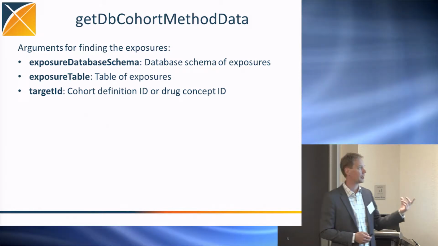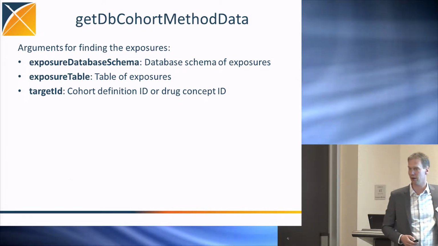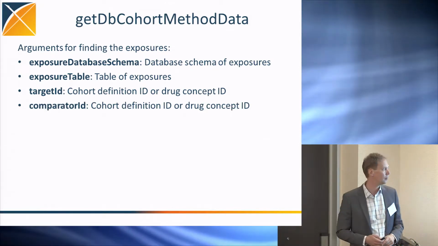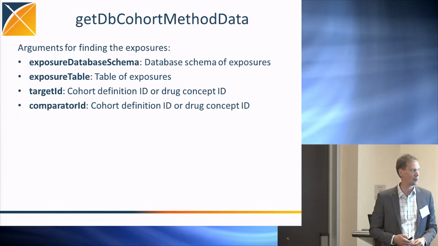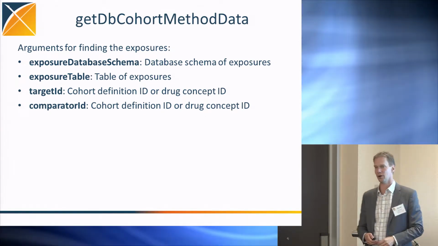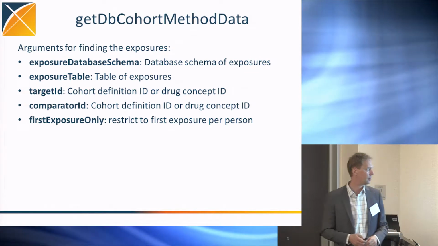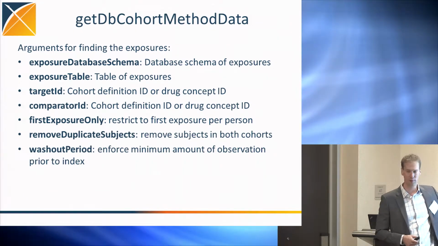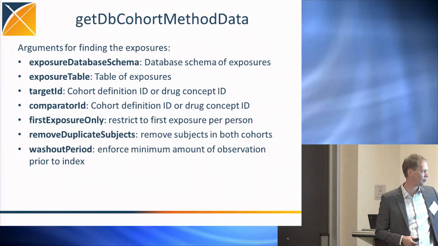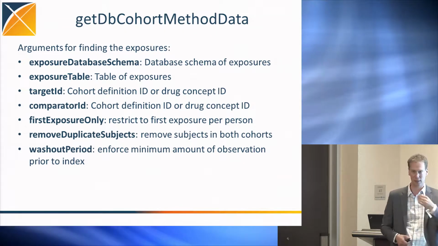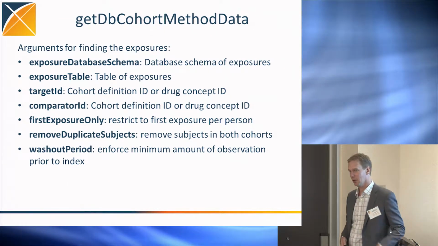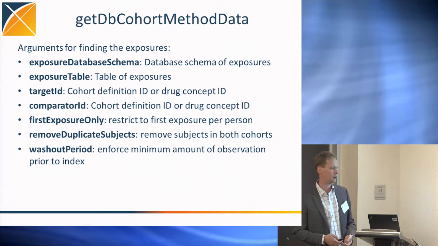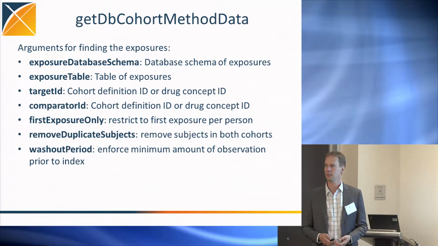And your target ID is, of course, the cohort definition ID of the target group. And the comparator ID is your cohort definition ID of your comparator group. And then, as I said, you have the options to remove first or restrict to the first exposure only, remove duplicate people, and specify the washout period. But typically, we do that in Atlas.